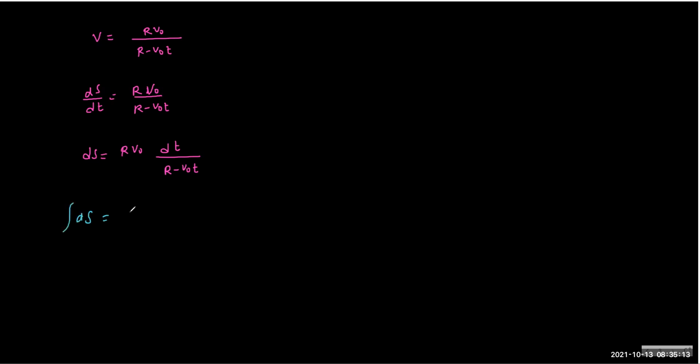R and v naught being constant, we can take them out of the integration, and what you are left with is this value, when time is 0 to time is t. So let's say you travel s value, and this integration is pretty easy. This is ln of r minus v naught t, because it's a linear power, and we have to take the limit from 0 to t.